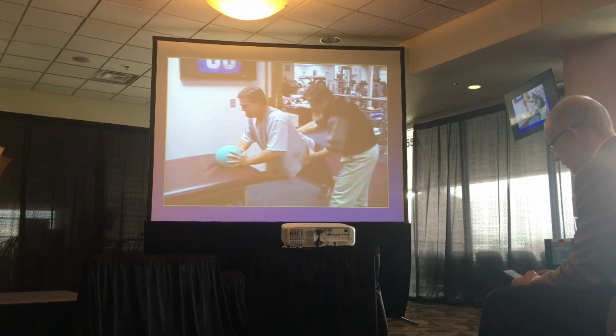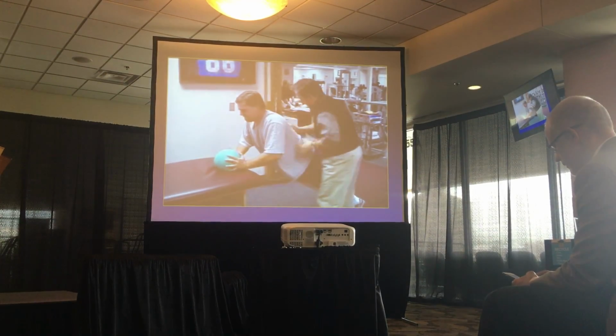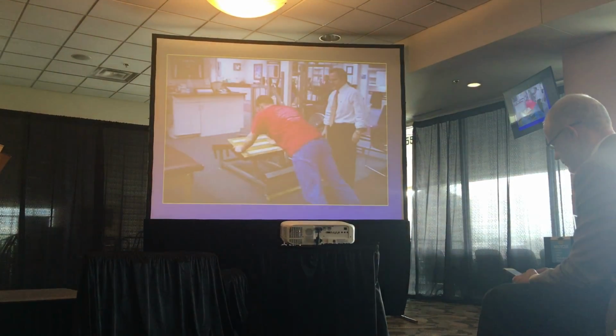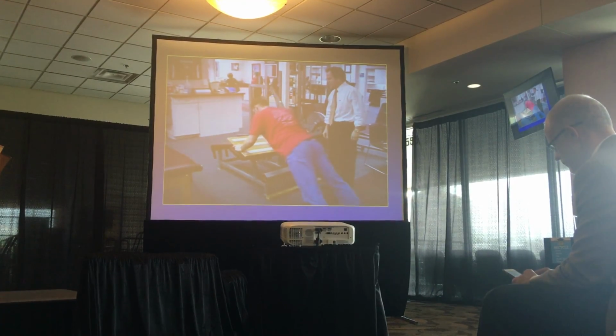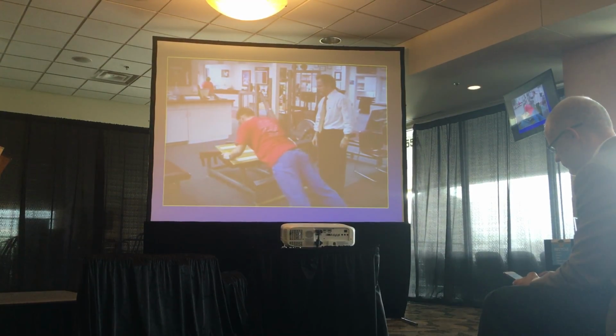a weighted ball, their mechanics tend to change, especially in kids. They start pushing it, they drop down, they open up. And that's where we think the increased stress comes in some of the problems.